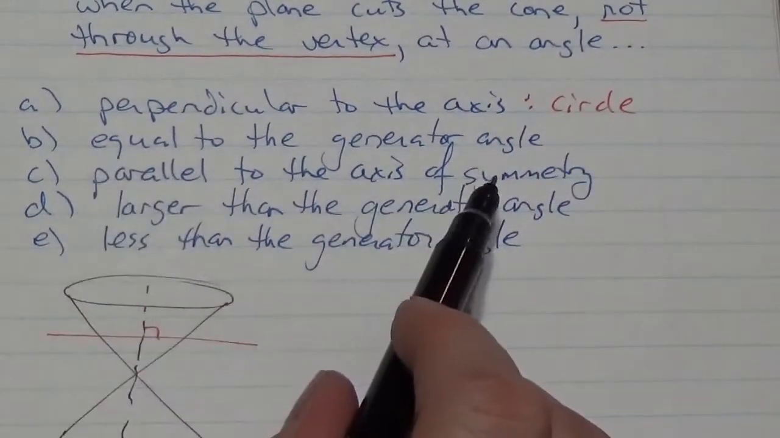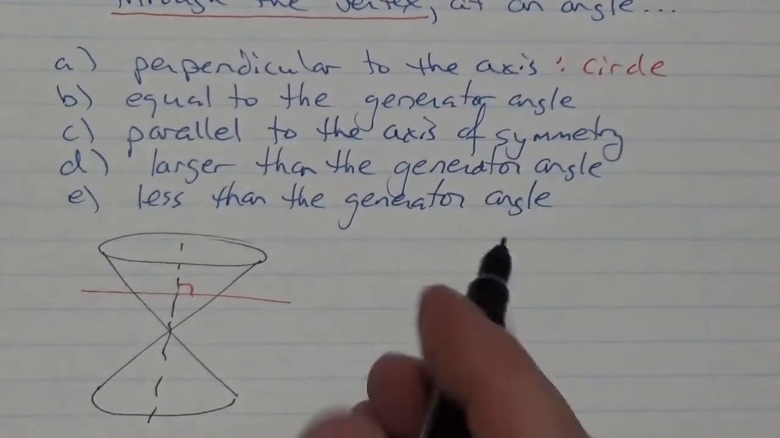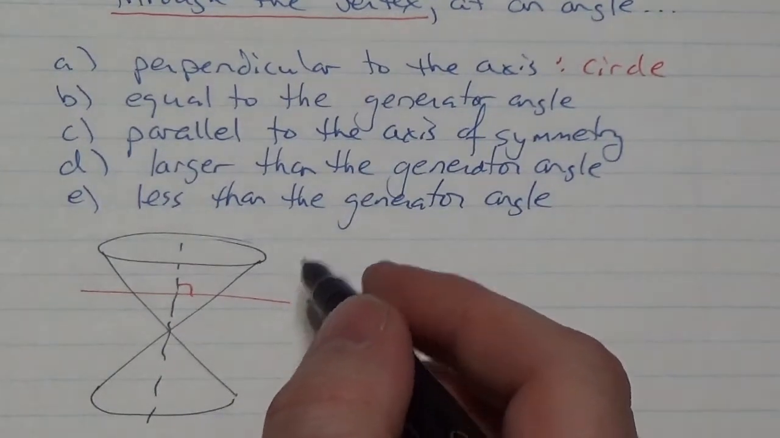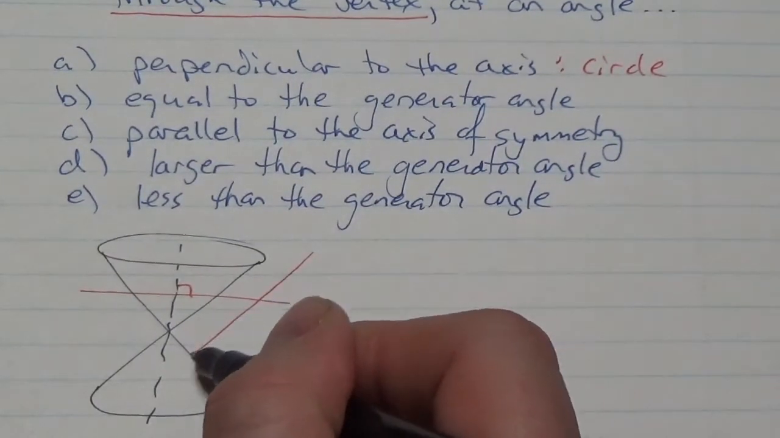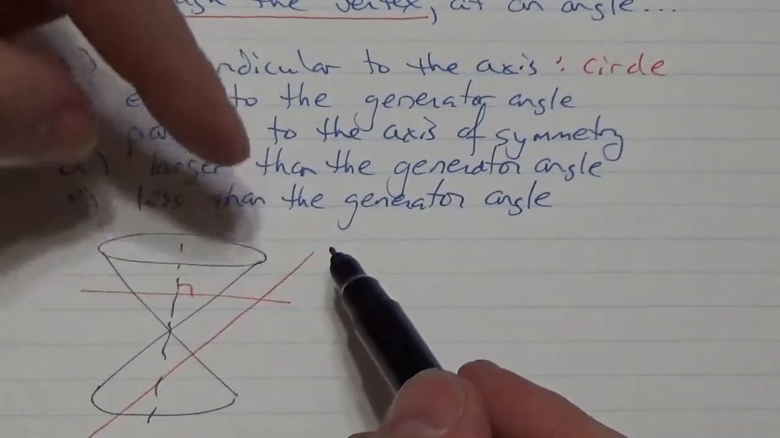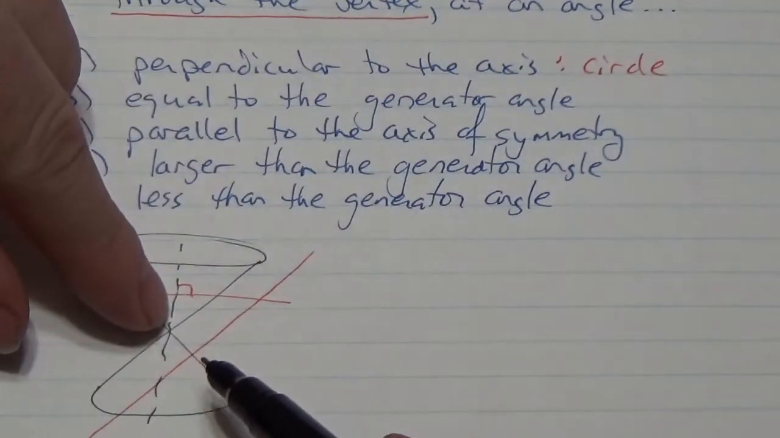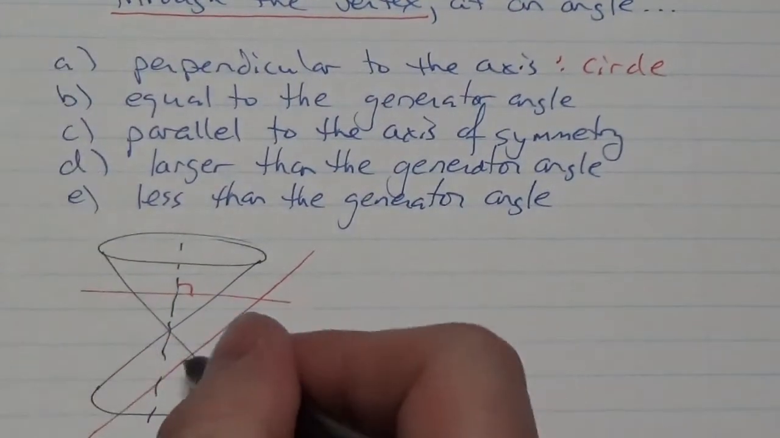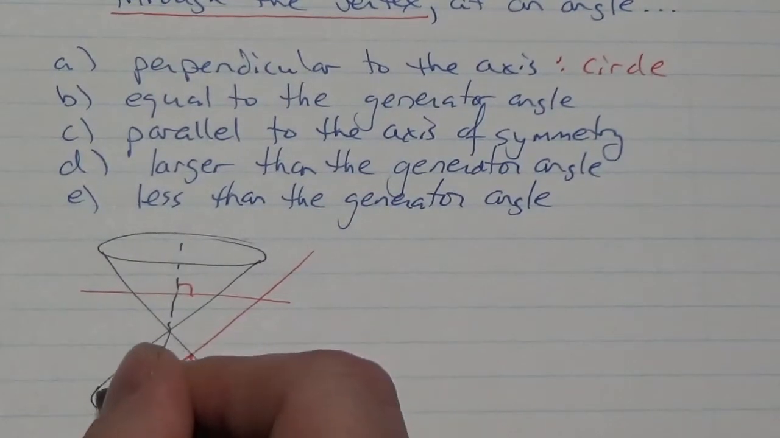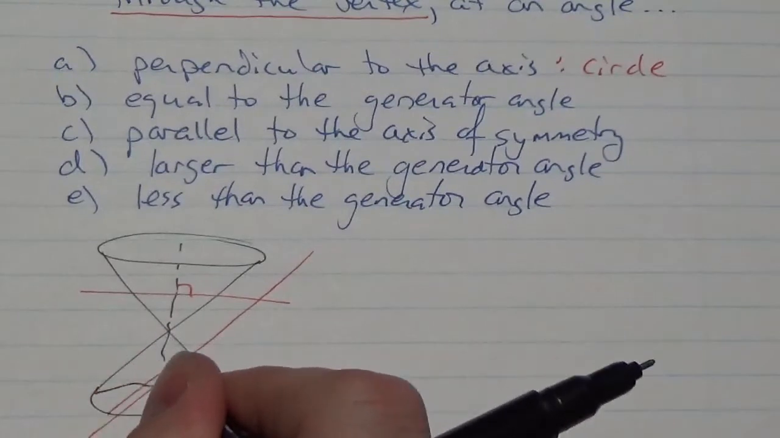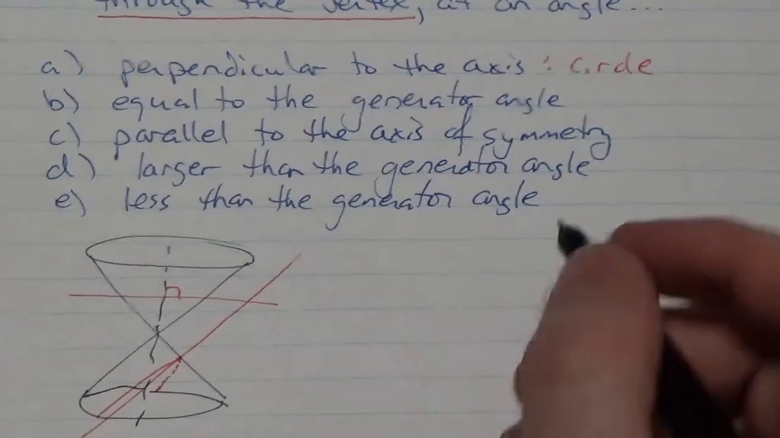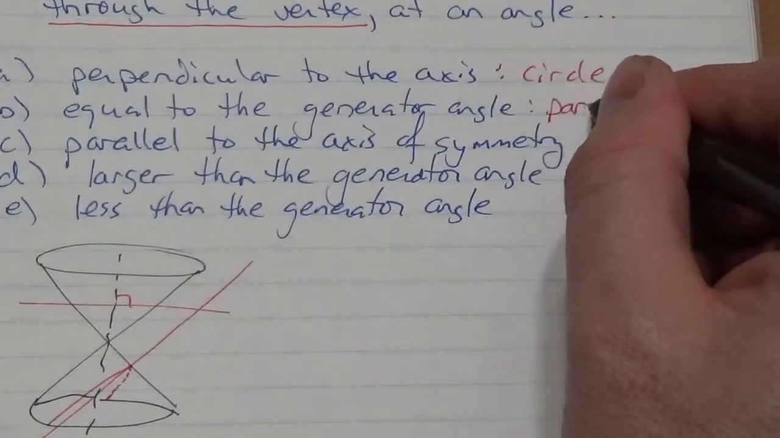Next, what if it's equal to the generator angle? Now remember, the generator angle is this angle right here, which basically means that my cut, my plane, will end up being parallel to the generator. Now that means that my cut, when I get to the double napped cone, is going to enter the cone. I'm going to draw this terribly, but you're going to get the idea. It enters the cone and never leaves it again. And so what that does is that creates a parabola.